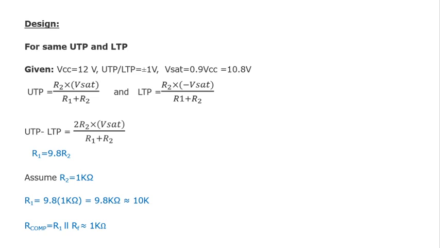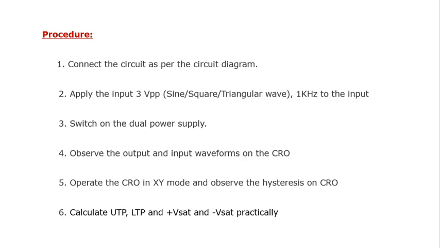If you subtract LTP from UTP, you will get UTP minus LTP is equal to 2R2 into V saturation divided by R1 plus R2. As UTP and LTP is plus minus 1 volt, UTP minus LTP is called the width of hysteresis, which is equal to 2. By putting the value of 2 in the equation, we will get R1 is equal to 9.8 R2. That's why we will assume R2 is equal to 1K, so that R1 is nearly equal to 10 kilo ohm, and R compensation is equal to R1 parallel RF, which is equal to 1K.